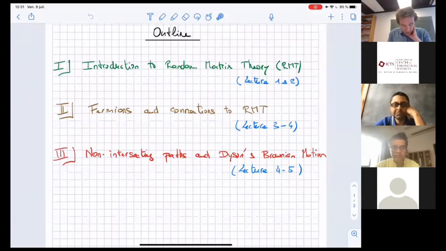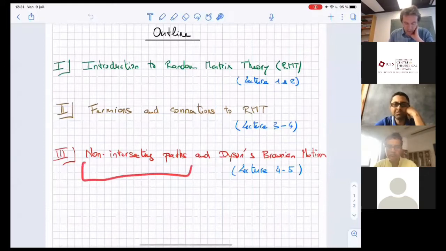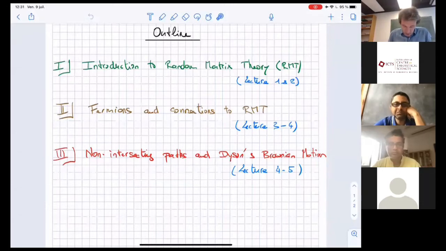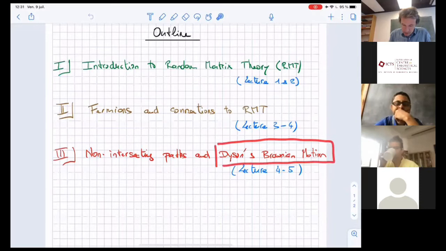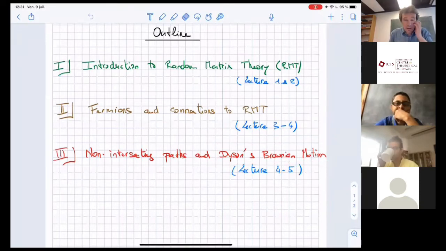And yesterday, I introduced a third family of interesting models, which are related to the two others, which are these non-intersecting paths. And that will be the topic of today. The idea is to present you the connection to what is known under the name of Dyson's Brownian motion. So that's the goal of today.